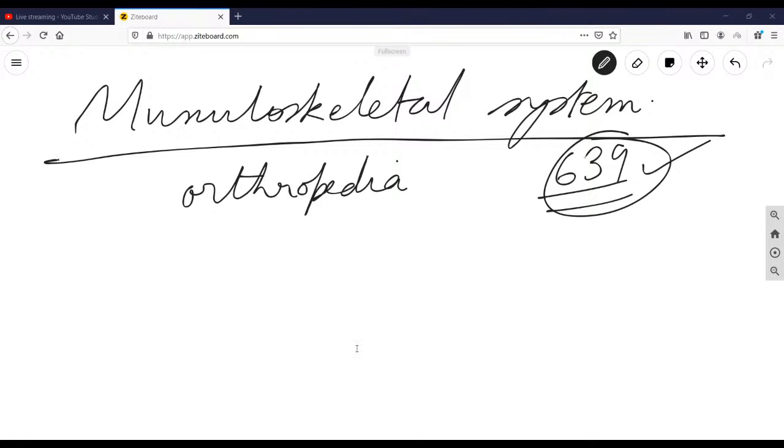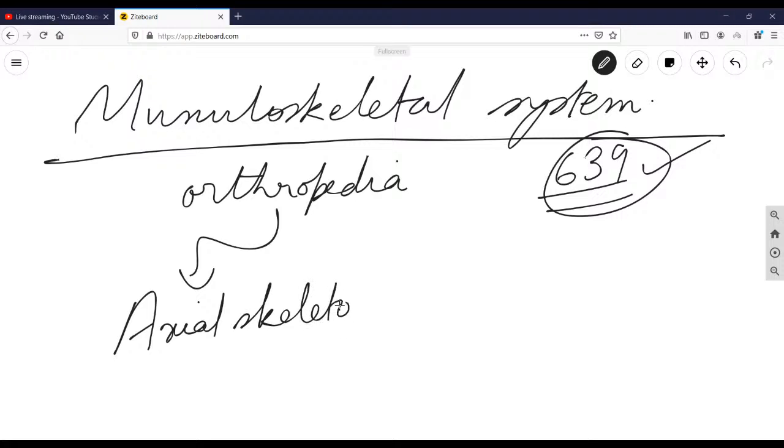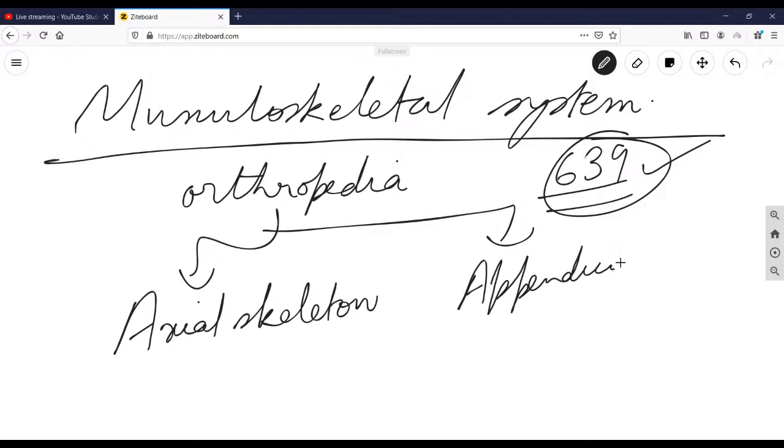Then the bones of the adult skeleton are grouped into two principal divisions. Number one is the axial skeleton. Number two is the appendicular skeleton. Axial skeleton and appendicular skeleton.